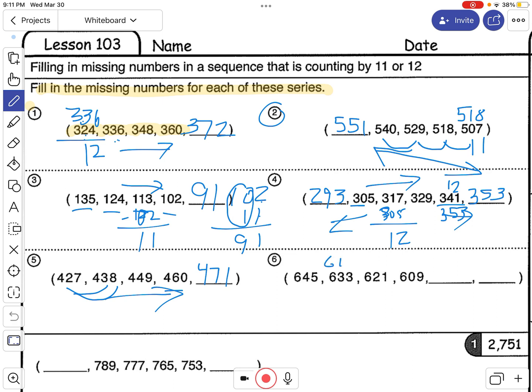And 645, 633, 5 minus 3 is 2, 4 minus 3 is 1. So it's going down 12 every time. If you have a hard time with that, you can just do the subtraction. 9 minus 2 is 7. 60 minus 1 is 59. 1 less than 60 is 59. 597. Take 12 off of that, and you get a 5 there, an 8 there, and a 5 there. So you got 585. Fix your paper if you have any mistakes.